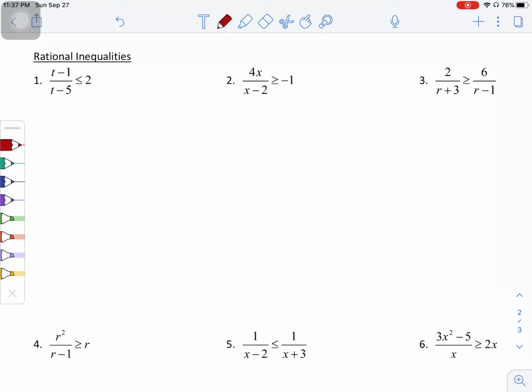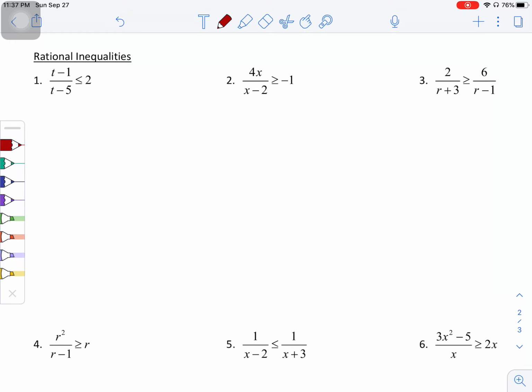Continuing with the idea of inequalities, we're going to talk about rational inequalities today. A rational number is any number that can be written as a fraction where the denominator is not equal to 0. So when we look at rational inequalities, we have fractions. We are going to need to be able to deal with fractions.